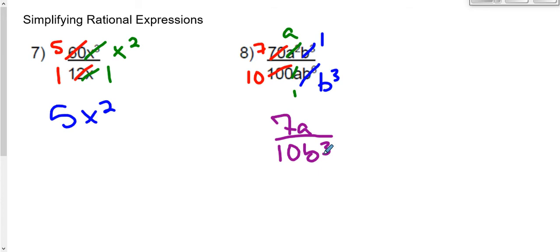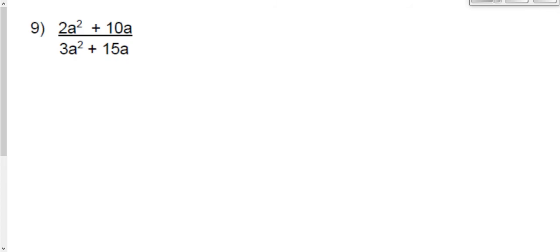Let's take a look at another simplifying problem that has binomials in it. In this case, I can still simplify this by canceling common factors, but before I can figure out what my common factors are, I have to see what my factors are. So I'm going to have to factor this before I can get started.